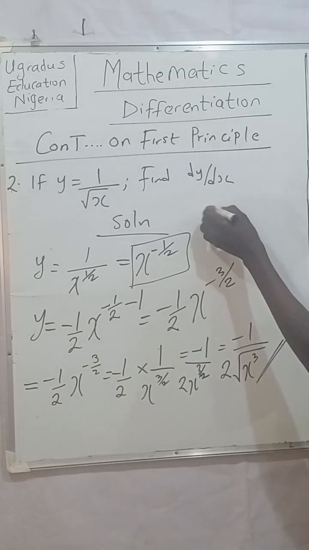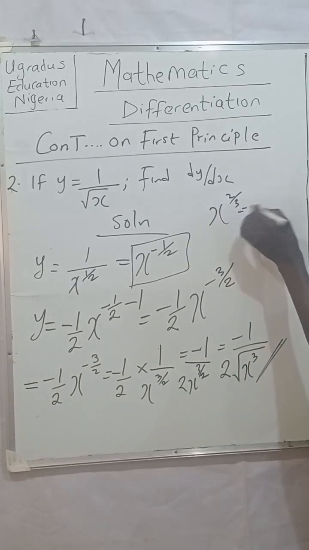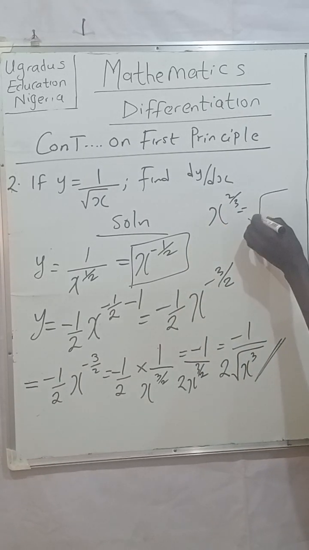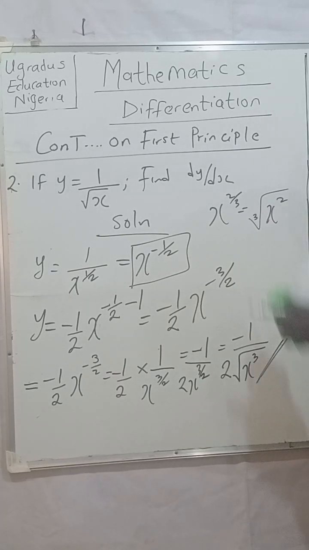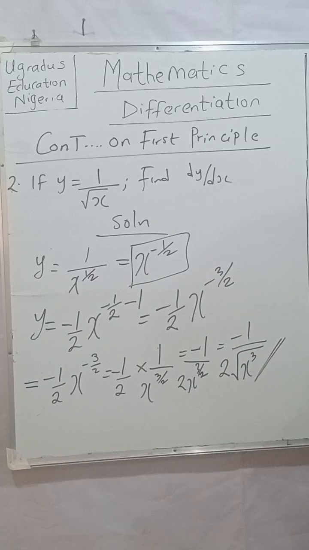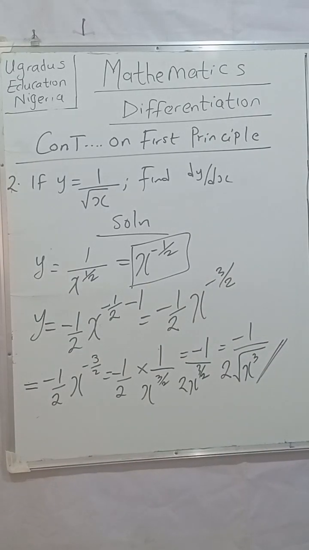But what if you now have x raised to power 2 over 3? If it is 2 over 3, that means the root will be cube. It will now be cube root of x squared. But that's for another kind of question, right? You can pause the video and practice it as well.